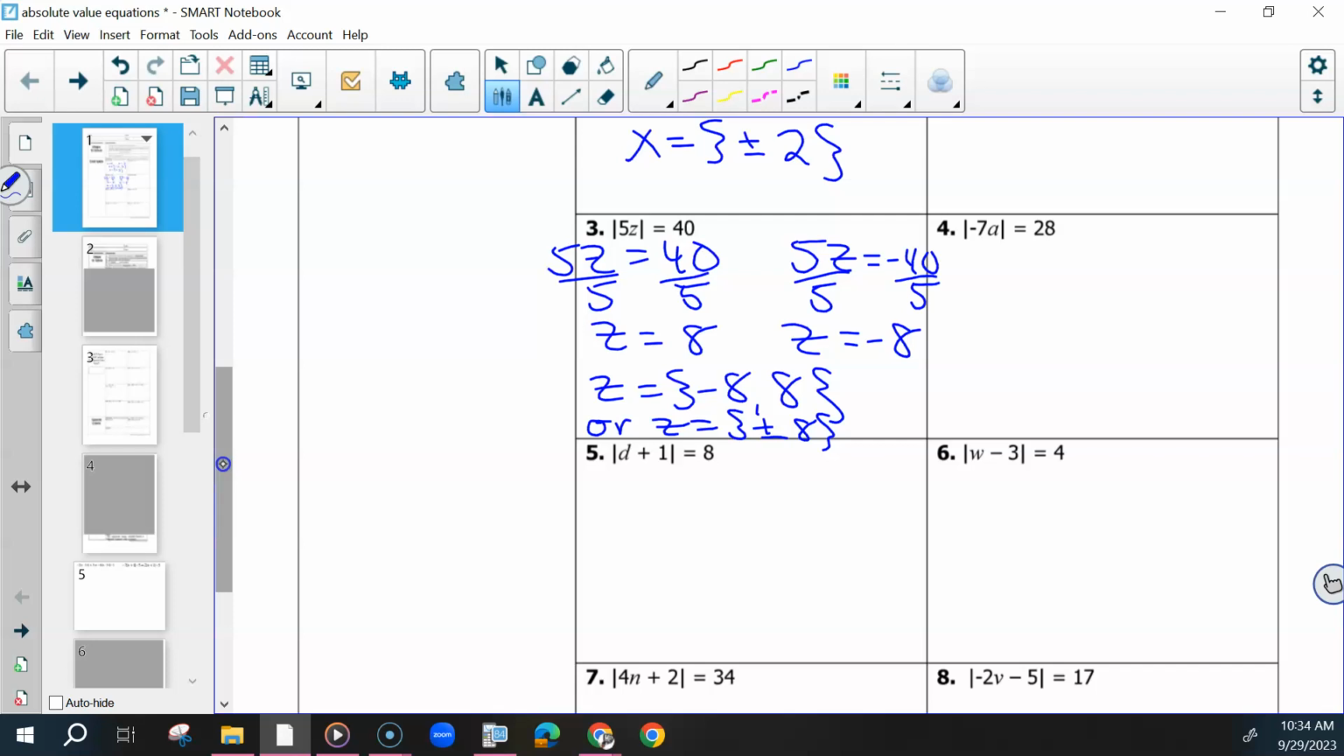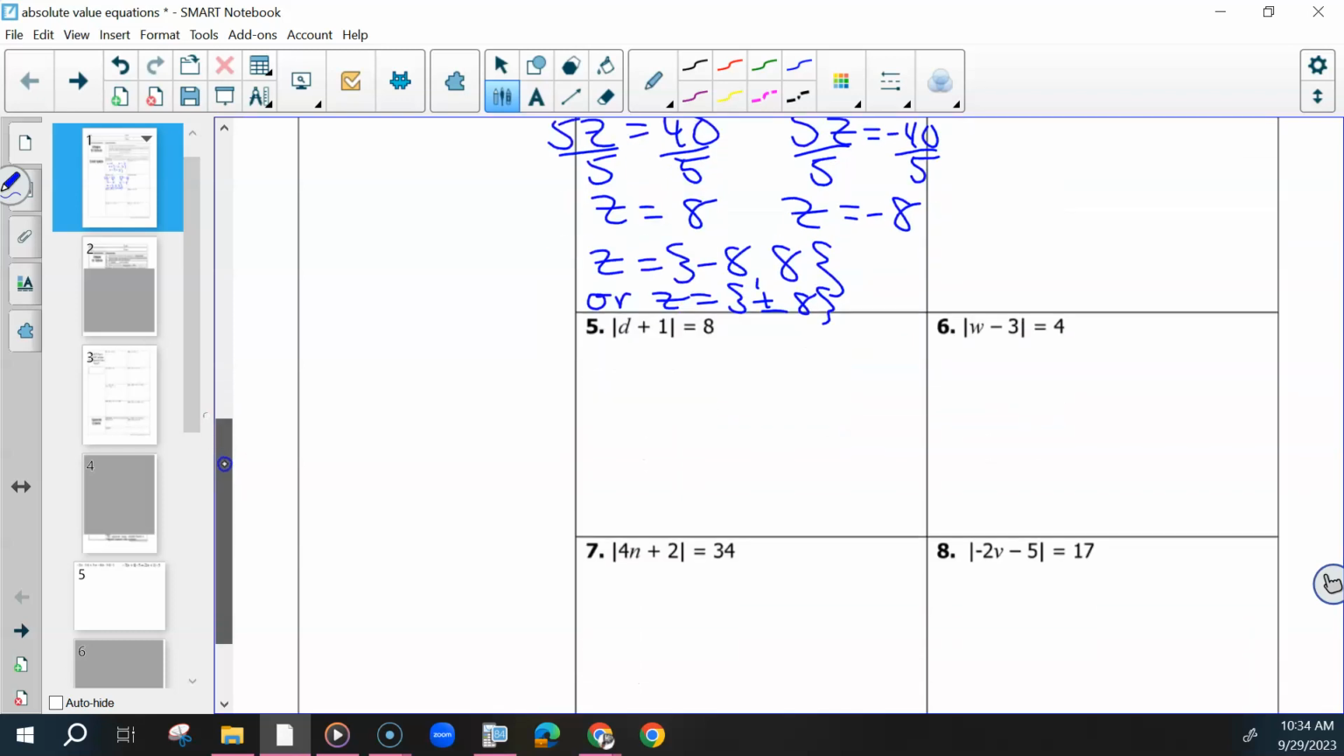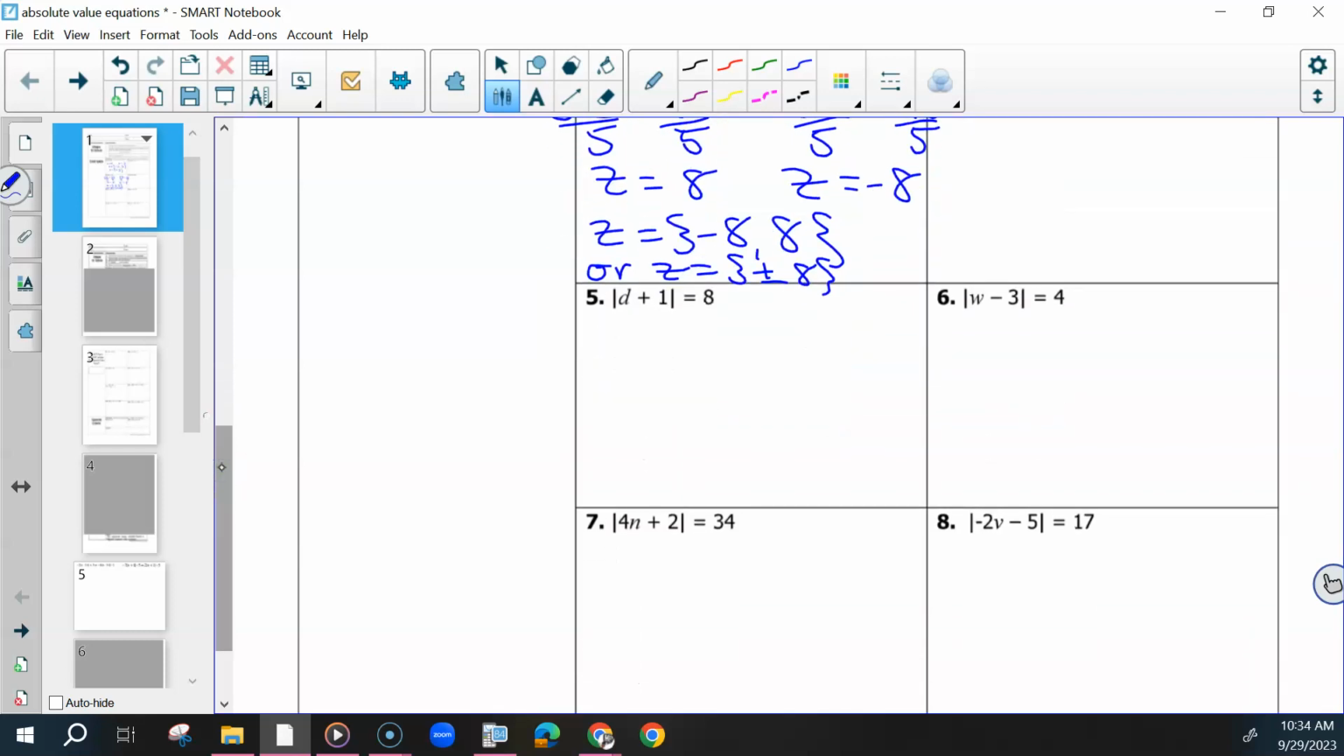Now let's try 5 or 6. I'll let you guys choose. So for number 6, rules are the same. Isolate the absolute value if there were anything out here, but there is nothing, so check on that. Drop the absolute value. Set this equal to a positive 4 and a negative 4.